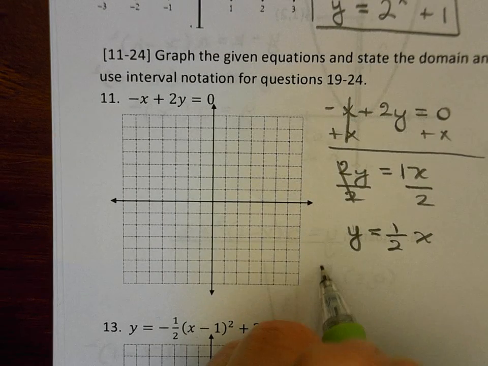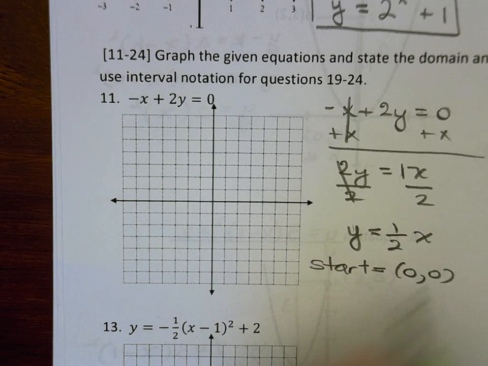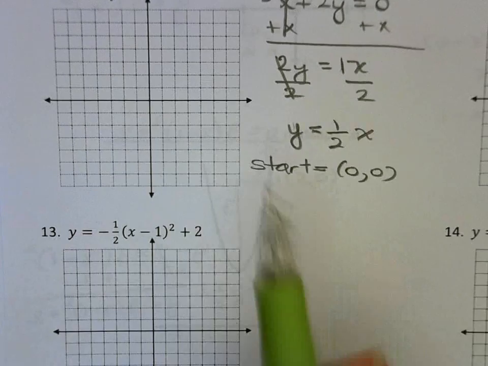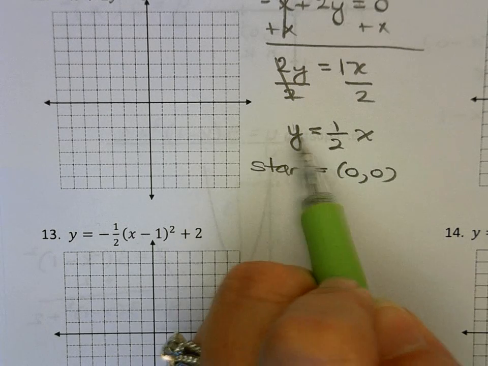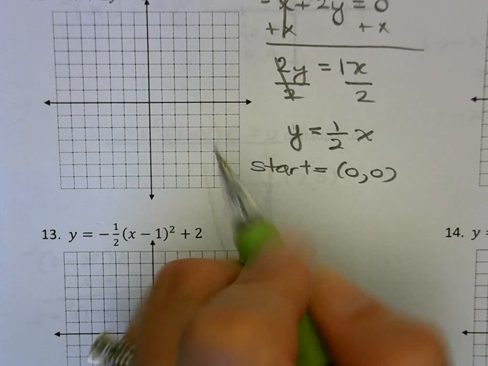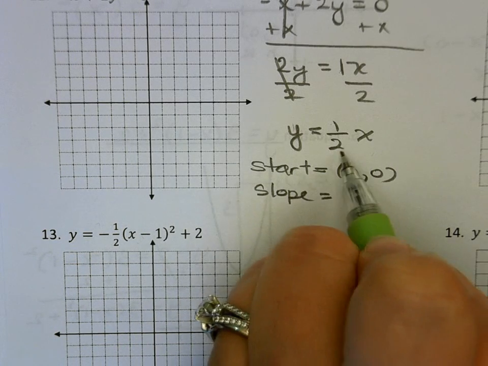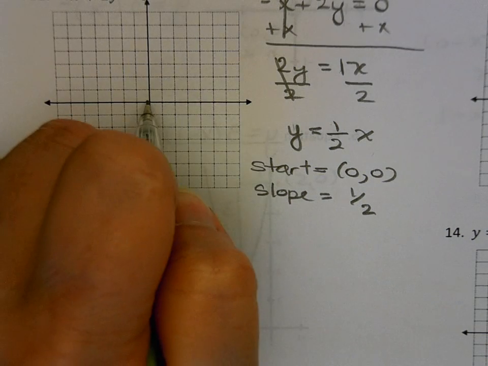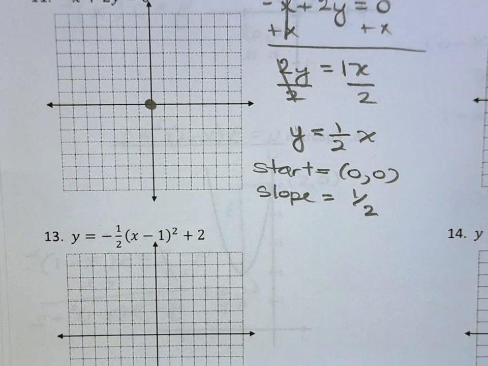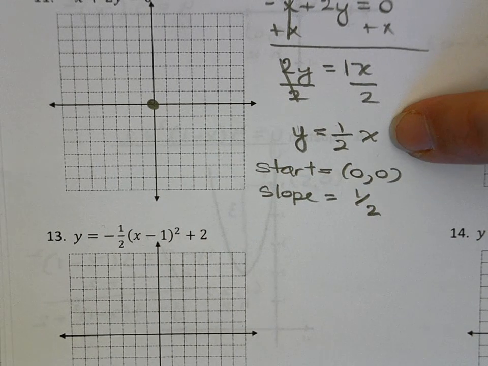So then my start is 0, 0, because there is no number adding to the x and no number adding to the y. And then my slope or stretch is the number multiplying x, so that would be 1/2. So my start is 0, 0. I know this is going to be just a straight line because there's no squared, no absolute value. This is not in the exponent.